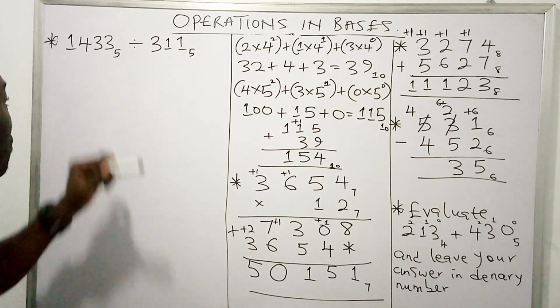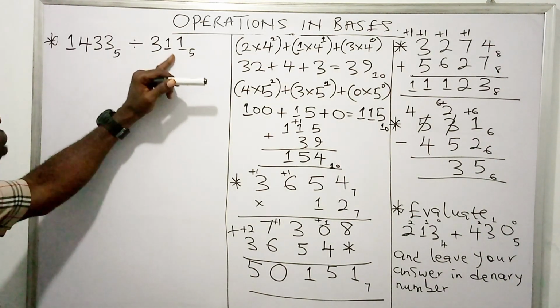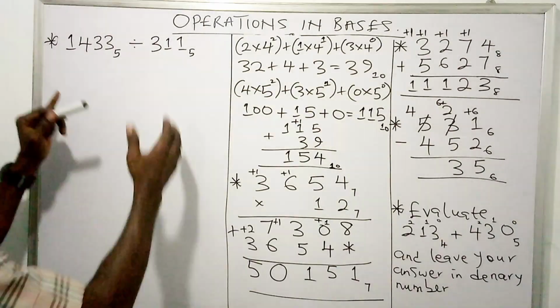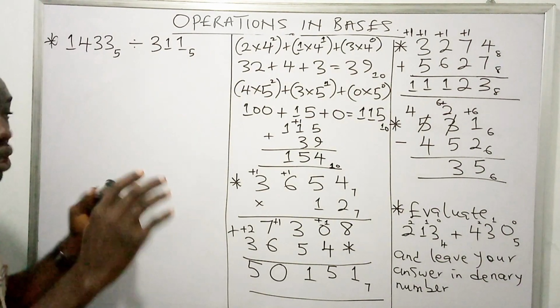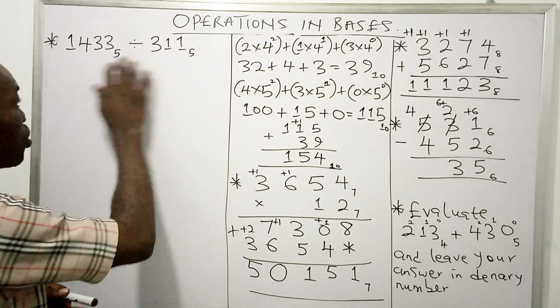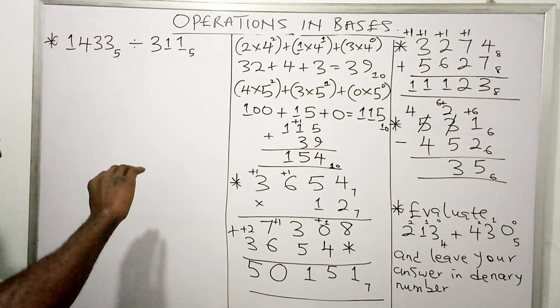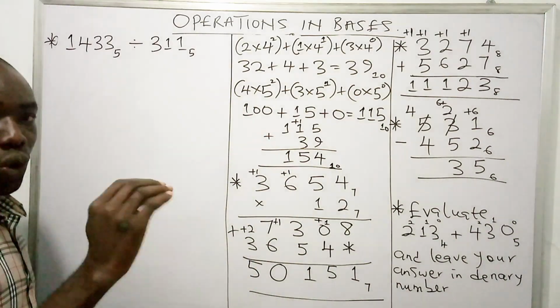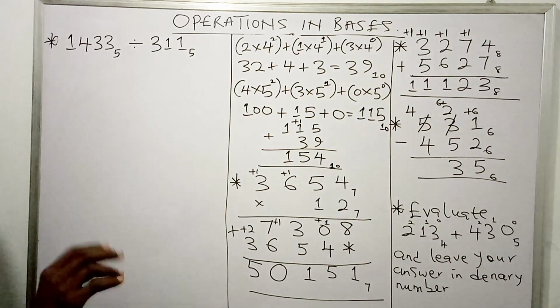Now let's see that of division. We have 1,433 base 5 divided by 311 base 5. Now, by virtue of the way the numbers are given to us now, it will not be so easy for us to go ahead and carry out the division. So what we do is that we change both of them to what? Change both of them to base 10. Then after changing them to base 10, we go ahead with the division. Then when we have our answer, we return our answer back to what? Back to the original base, which is base 5.